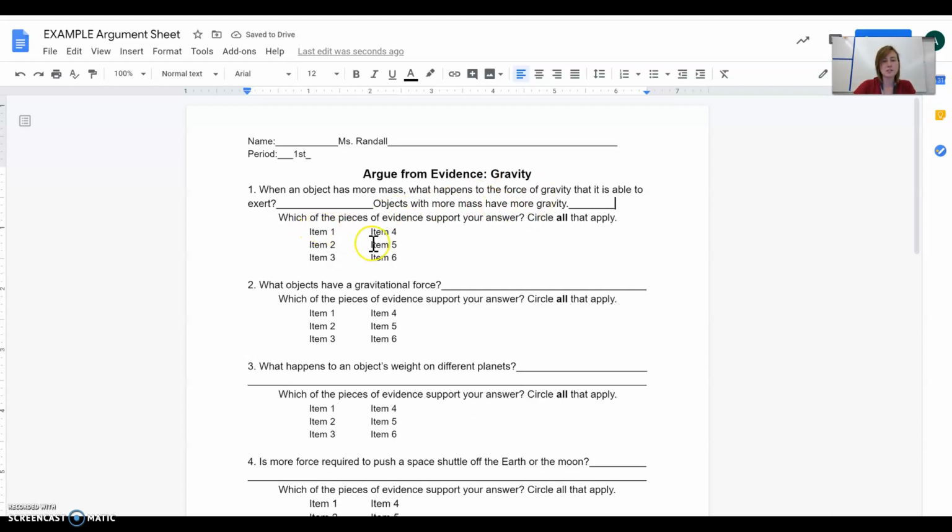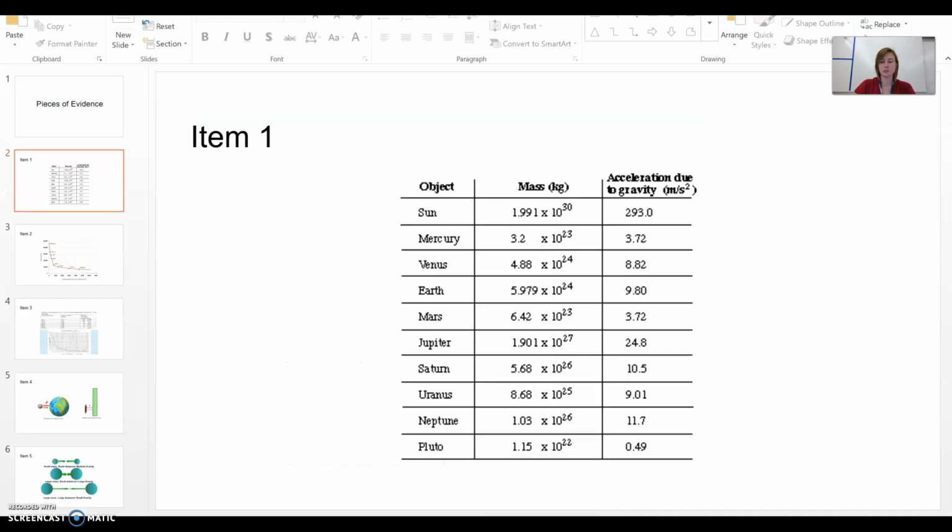Now it says, which of the pieces of evidence support your answer? Circle all that apply. I just found that answer in item 1. So it's kind of hard to circle things on Google Docs, so let's bold and underline it instead. Like that. So item 1 is where I found that evidence, but I'm not quite finished. First, I want to look at the other pieces of evidence and see if any of those also support it.